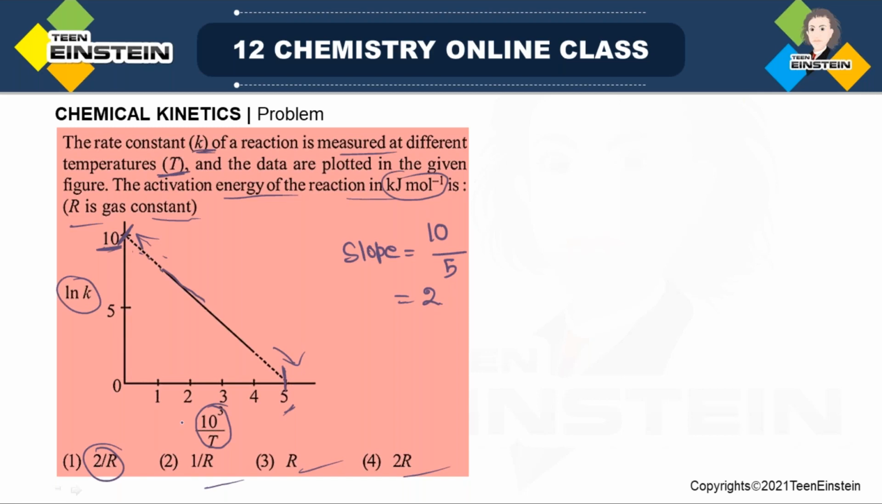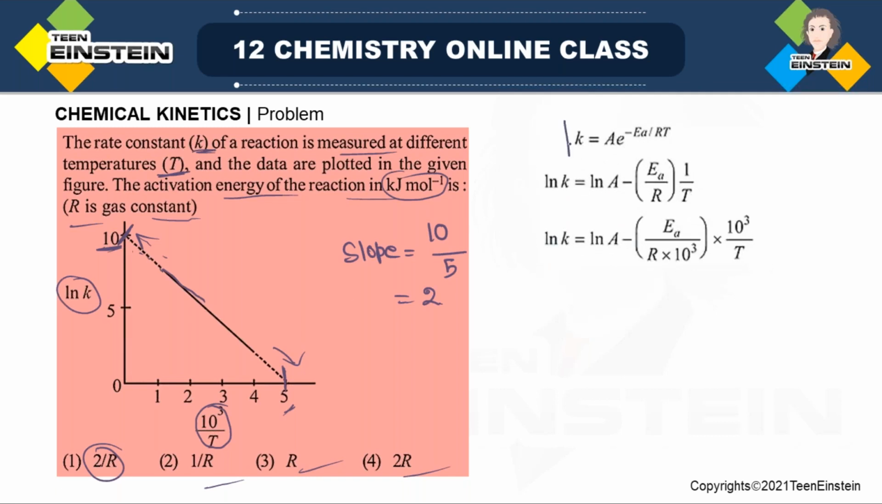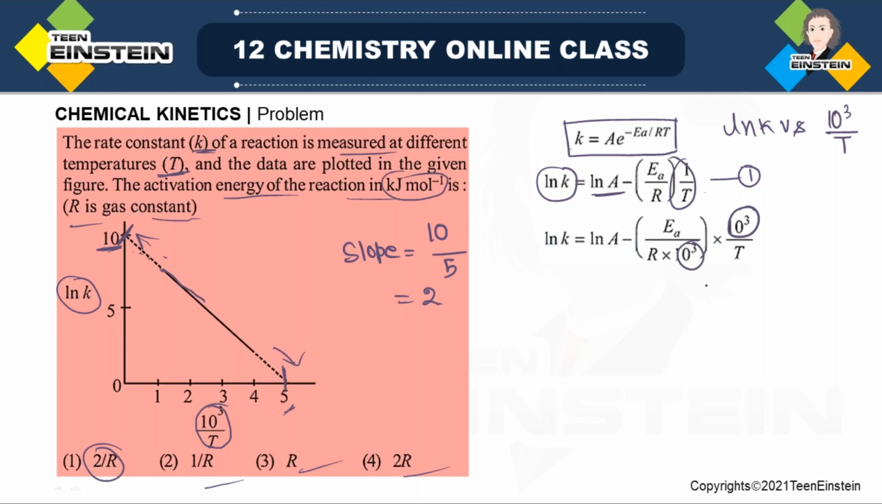Now, ln K versus 10 to the power 3 divided by T. For this type of graph, first we take the Arrhenius equation. Taking ln on both sides, it will be ln K equals ln A minus EA by R, and suppose this is equation number 1. Here we do not have any 10 to the power 3 term, so the graph would simply be ln K versus 1 by T. But our graph is ln K versus 10 to the power 3 by T. So what to do? Simply multiply the numerator and denominator by 10 to the power 3. Ultimately you are adding nothing, it is simply 1. But now we get this term.